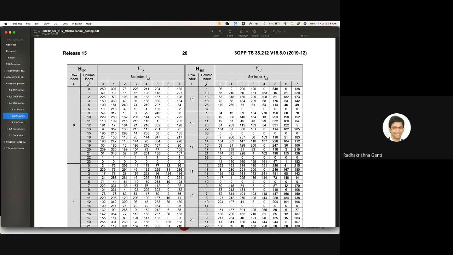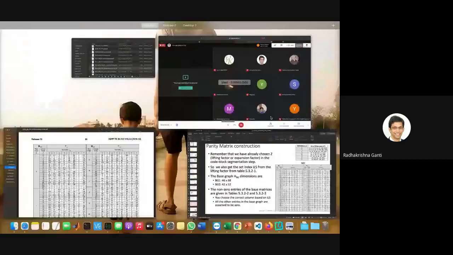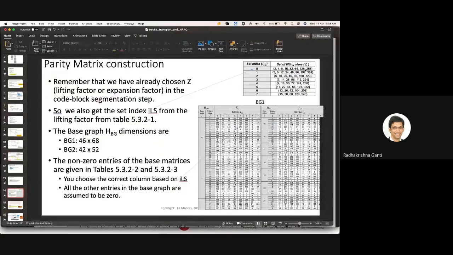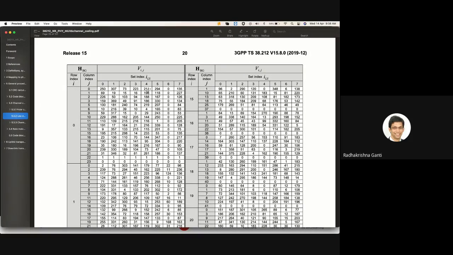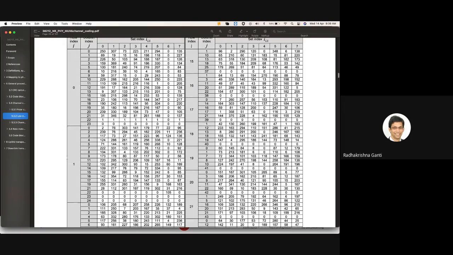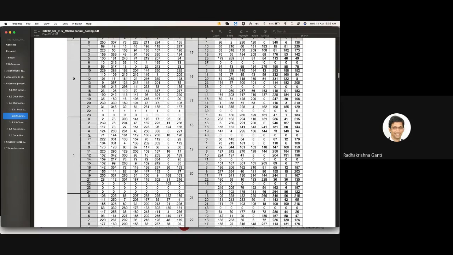So what you do is you choose your ILS. We have already chosen your ILS. Once you choose your lifting factor, you also know the ILS. Once you know the ILS, you choose that ILS. For example, for the 0th row, 0th column, if you have an ILS of 4, it is 211. Similarly, if you have row index 1 and 7th column for 4th ILS, it is 76.